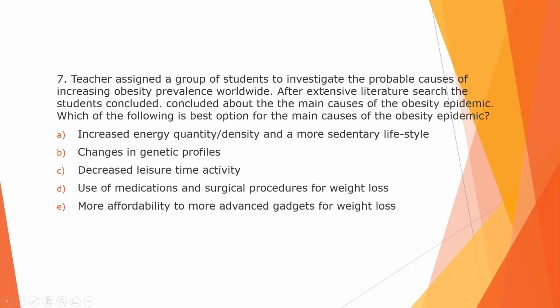A teacher assigned a group of students to investigate the causes of increasing obesity prevalence. After an extensive literature search, the students concluded that the main cause of the obesity epidemic was one of the following. Which of the following is the best option suggested as the main cause of the obesity epidemic nowadays? Increased energy quantity and density and a more sedentary lifestyle, changes in genetic profile, decreased leisure time activity, use of medication and surgical procedures, or more affordability of more advanced gadgets. Alpha. C.